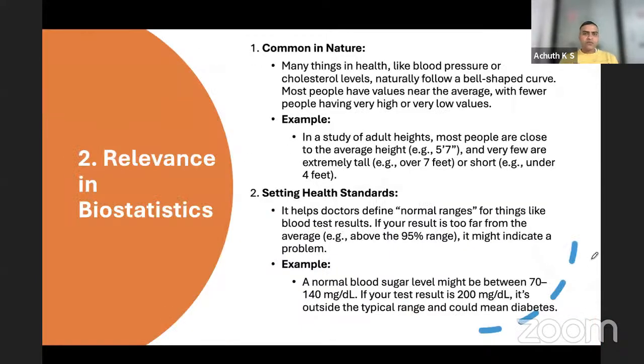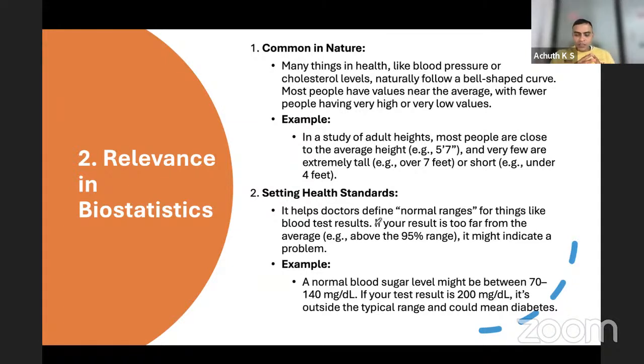Okay. What is the relevance in this? Relevance is many things. When you take a huge population of 1 lakh and you take the height of all the people of all the age groups and plot a graph, most of the times it will be a normal curve. In a study of height, most people are close to the average height. Very few might be on the right side and the left side who are very tall and who are very short. That is hardly 5%. This helps in setting the normal ranges.